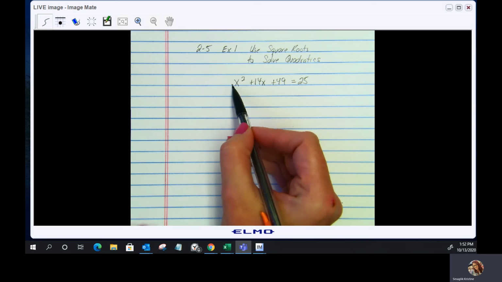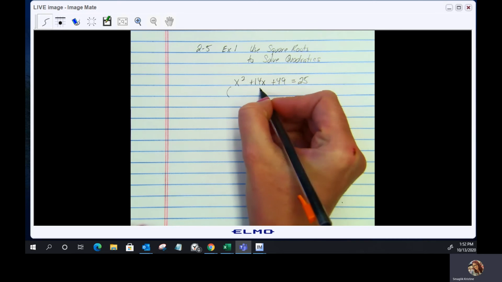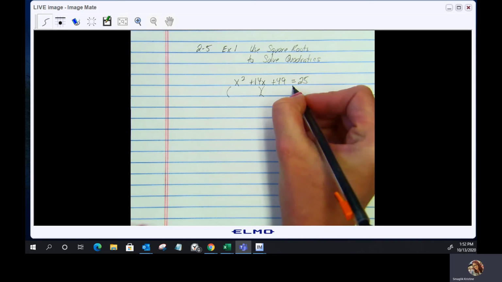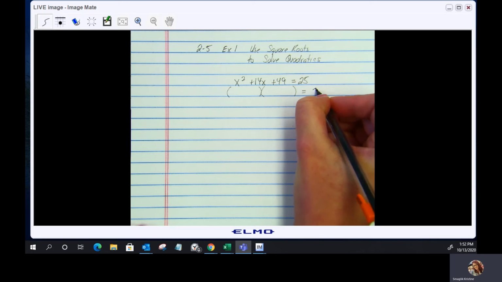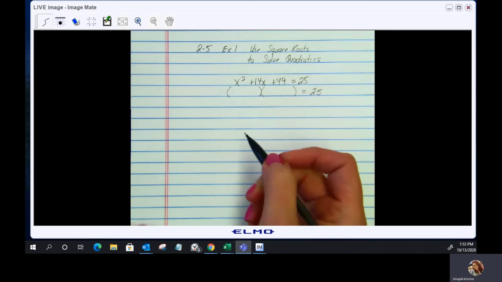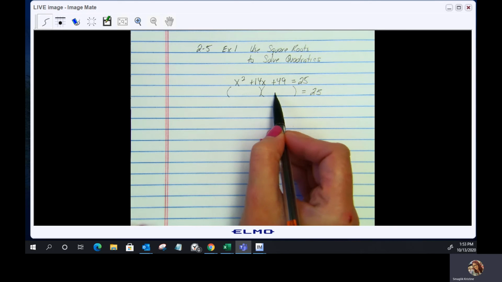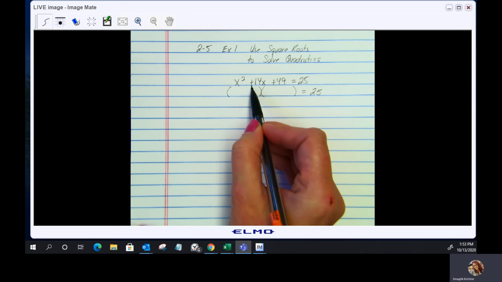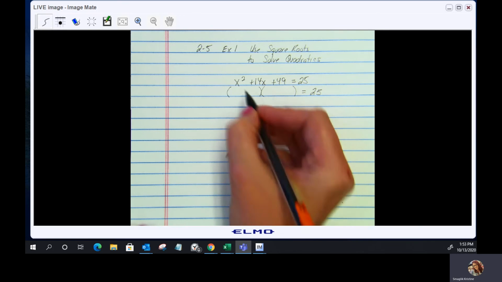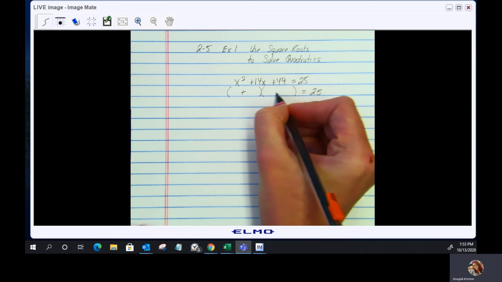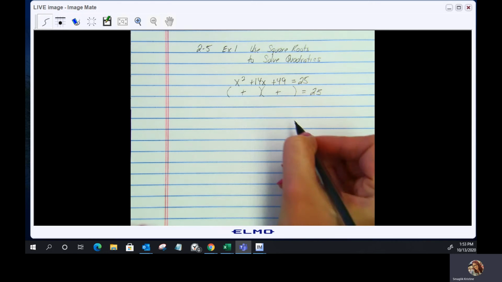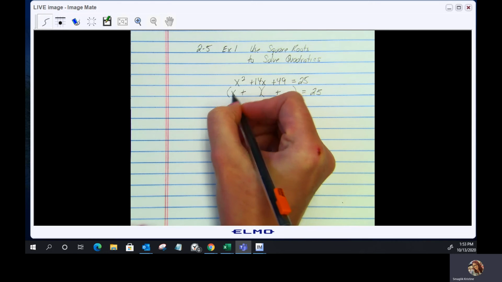I see I have a leading coefficient of 1, so I'm just going to go ahead and drop my set of parentheses in. My C value is positive. That tells me the signs of my factors will be the same. If I look at the middle term, that's going to tell me what they are. These are both going to be pluses. I can go ahead and drop my x's in.